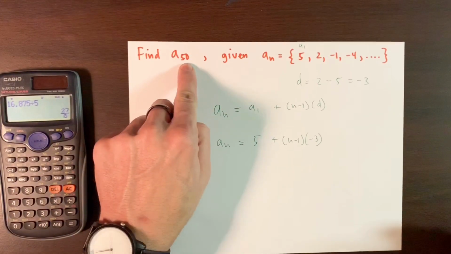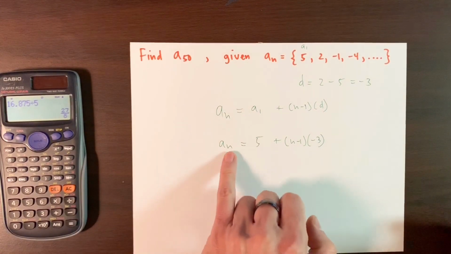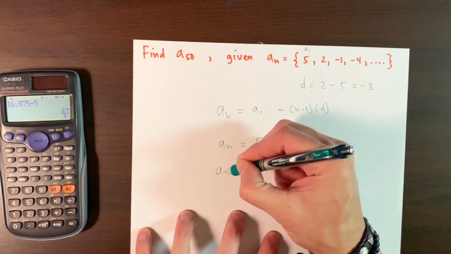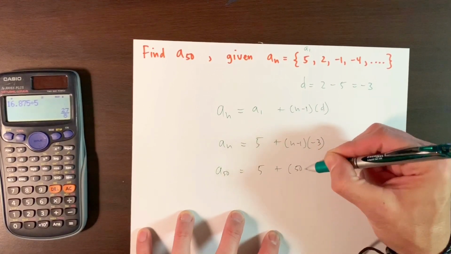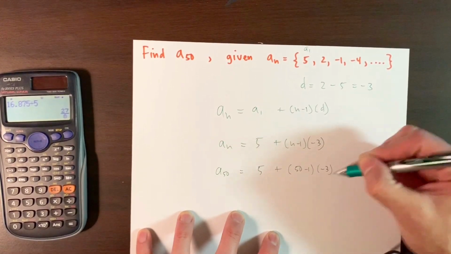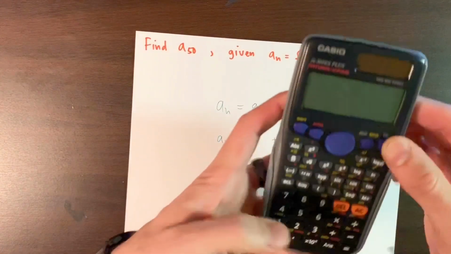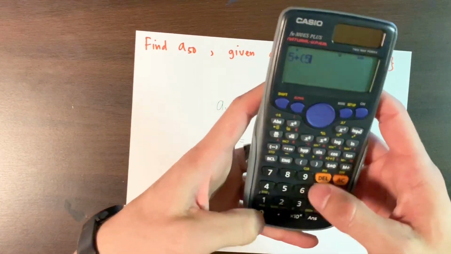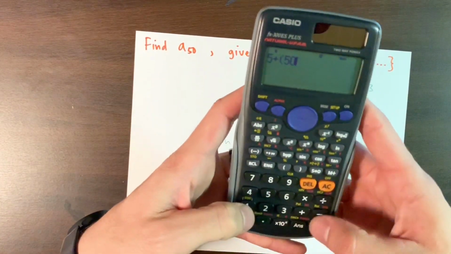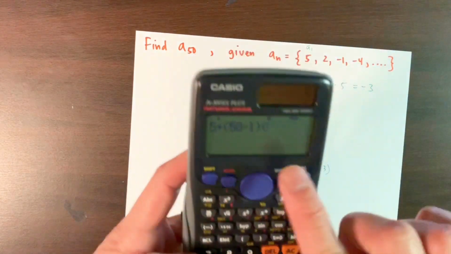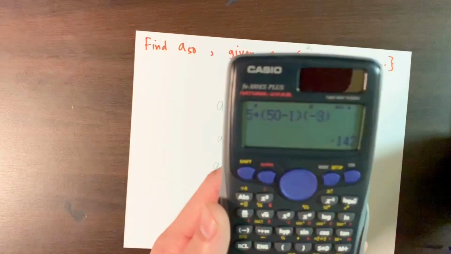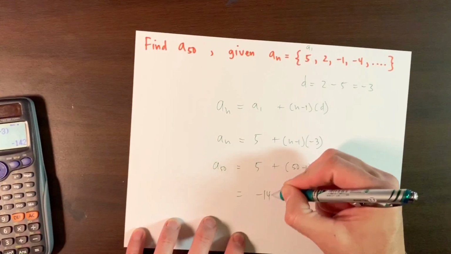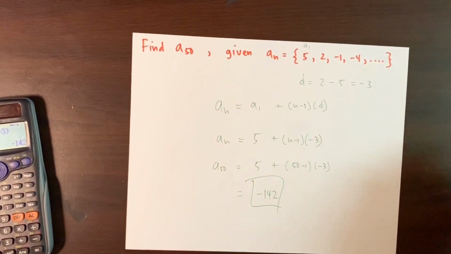I want to find the 50th term to finish this off. So plug in 50 here and here. So the 50th term would be 5 plus 50 minus 1 times -3. And we got 5 plus 50 minus 1 times parentheses -3. We got -142. That's the 50th term. We're done. We move on.